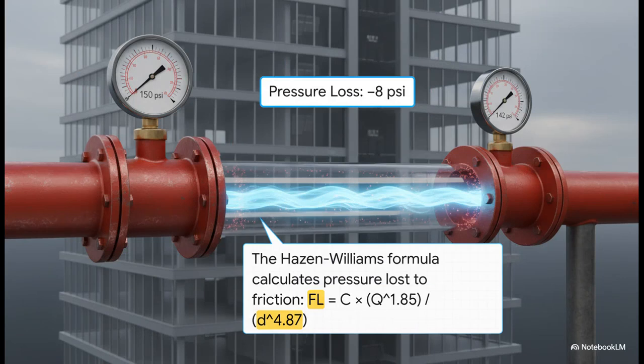And that third step, friction loss, is where this industry-standard formula comes into play. The Hazen-Williams equation lets you calculate exactly how much pressure gets lost as water is rushing through all those pipes. It's an absolutely critical piece of the puzzle for sizing your pump correctly.